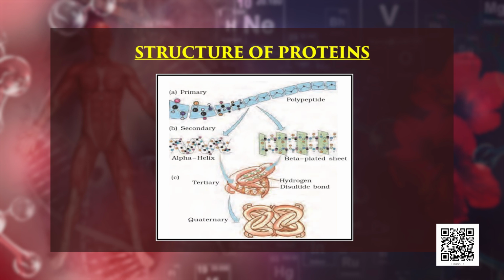In the alpha helix, the polypeptide chain is spirally arranged in right-handed manner. The helix is stabilized by hydrogen bonds between oxygen of carboxyl group of one amino acid residue and amino group of next fourth amino acid residue.